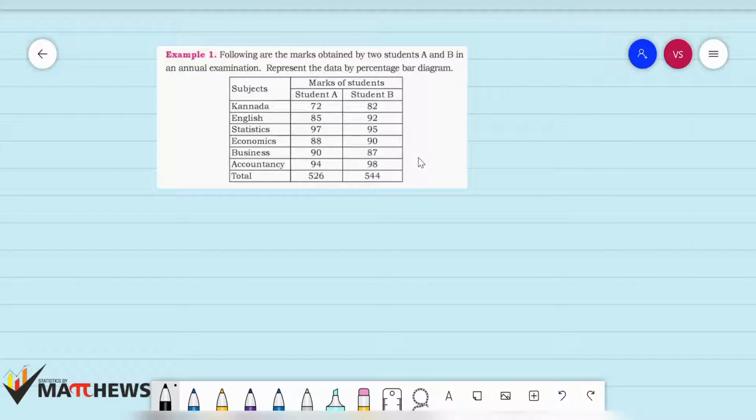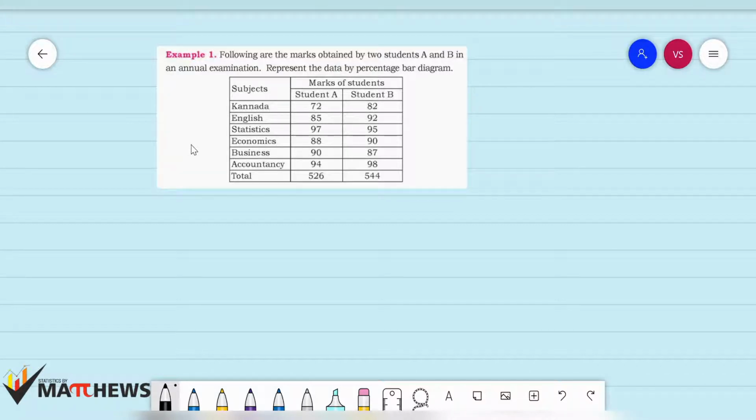Okay. So converting, in the sense, see, percentage means 100, students. That means each student's bar will be of length 100. For student A, the bar will be of length 100. Student B also, the length of the bar will be 100. Whereas in case of component bar diagram, the length of the bar will be according to the total magnitude. Is it right? That's what we have learned. But here the length of the bar will be equal to 100.